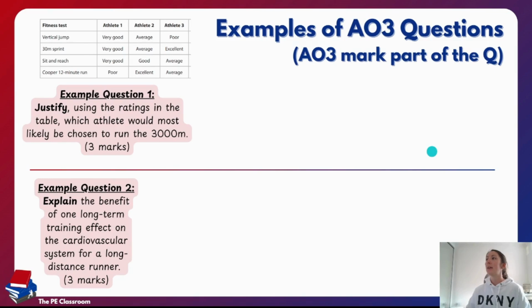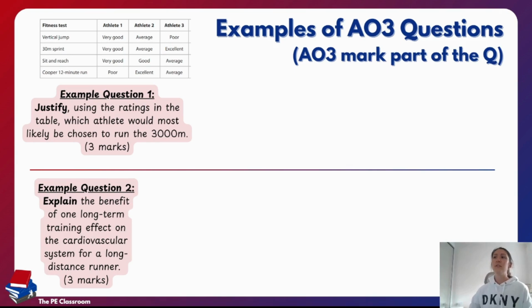Okay, so now we're going to take a look at AO3 marks that are part of a question alongside other marks that are available for the other assessment objectives. So again, you're most likely to be able to see here that it's worth more than 1 mark, and you need to apply other bits of knowledge before you answer the question. So straight away we have the command word of justify. So we now know that justify is a command word for an AO3. So you already recognise that it's likely to be an AO3 question.